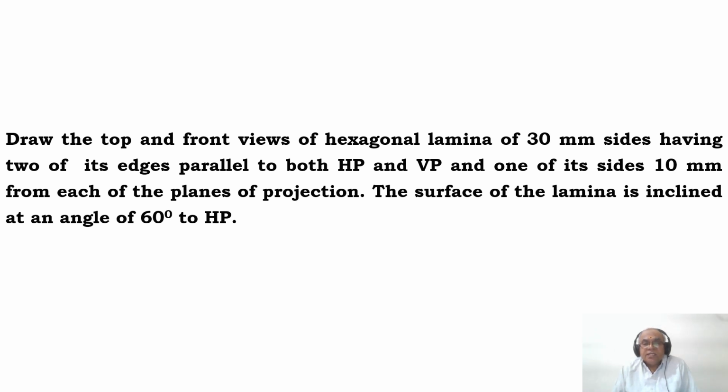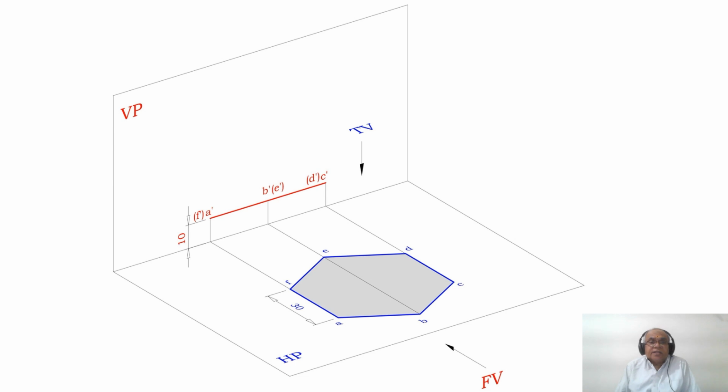So, how to take that? The initial position of the problem should be such that the side is perpendicular to VP. That is what we have taken here. So, in the initial position, you can see that the side is 10 mm above HP. When you look from the top view, that image falls on HP. When you look from the front view, it is 10 mm above HP. So that means this hexagon should be above HP by 10 mm.